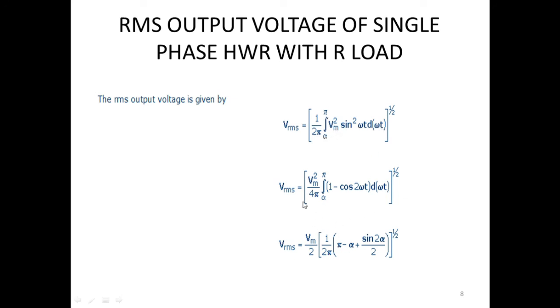When you integrate, you get Vrms equal to Vm by 2 times, 1 by pi, pi minus alpha plus sin 2 alpha by 2, all to the power half. Substituting the limits, you get this answer. This is the RMS value of the single phase half wave controlled rectifier with the R load.